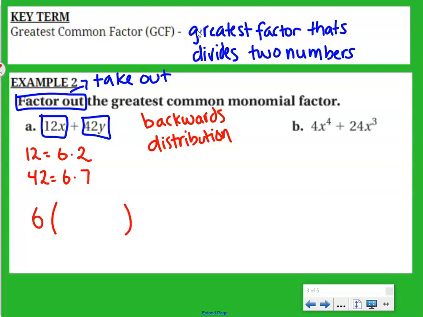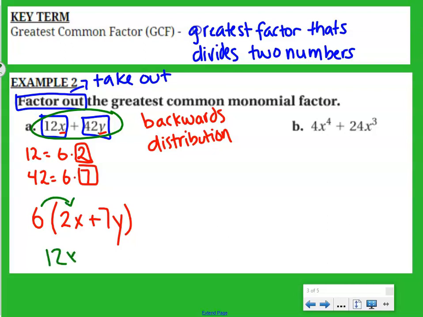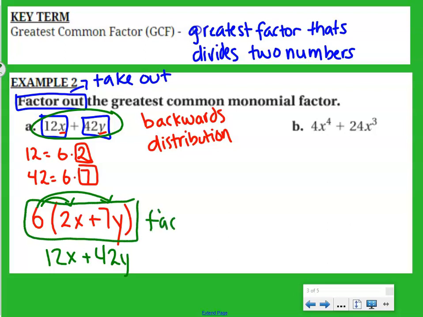So when we take 6 away from 12, we're left with 2. But it has an x, so we are left with 2x. Plus, when we take 6 away from 42, we're left with 7, and there's a y. So if we were to distribute, we should get back to what we started with, 12x plus 42y. If we give that 6 to the 2x, we would get 12x, and if you give the 6 to the 7y, we would get 42y. So when we do backwards distribution, that's called factoring. We're putting it into a product, something that's being multiplied.